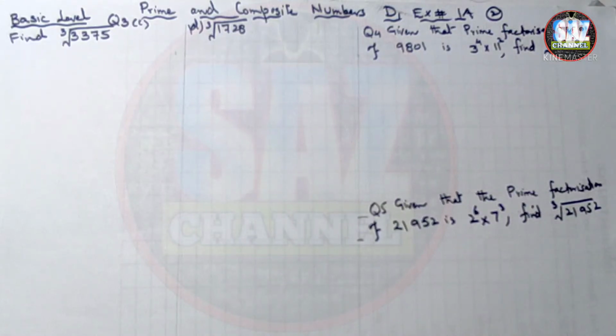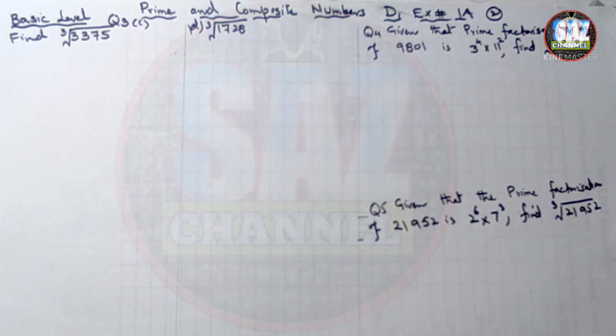This is my second lesson of D1 chapter number 1 exercise 1A, that is about the prime and composite numbers. In this class, students will be learning and discussing basic level question number 3 C part, and question 3 says find each of the following by using the prime factorization.